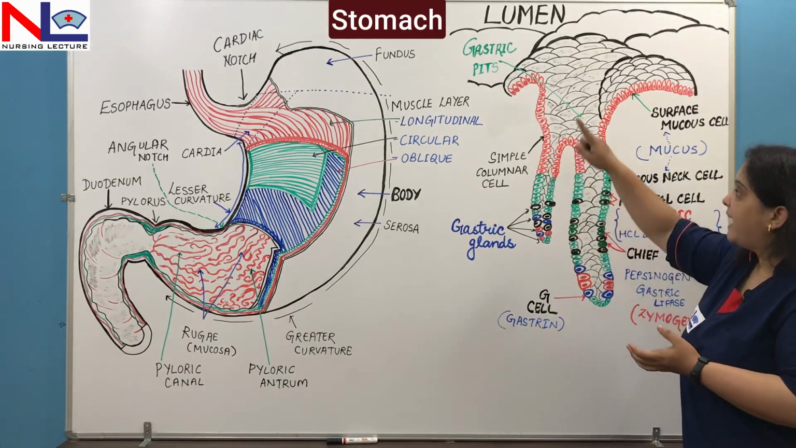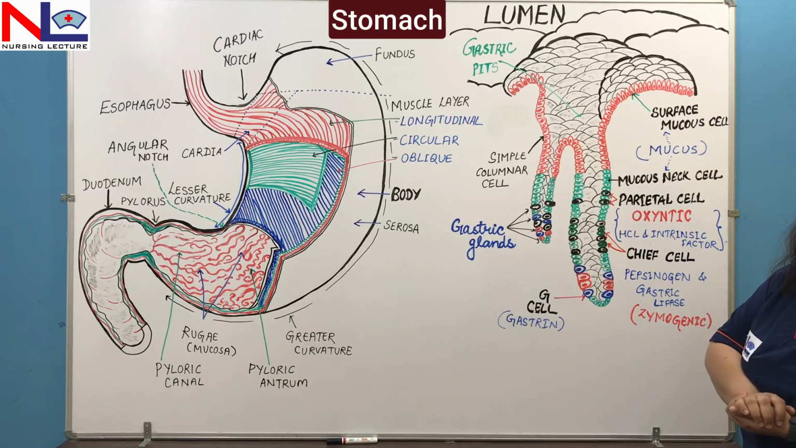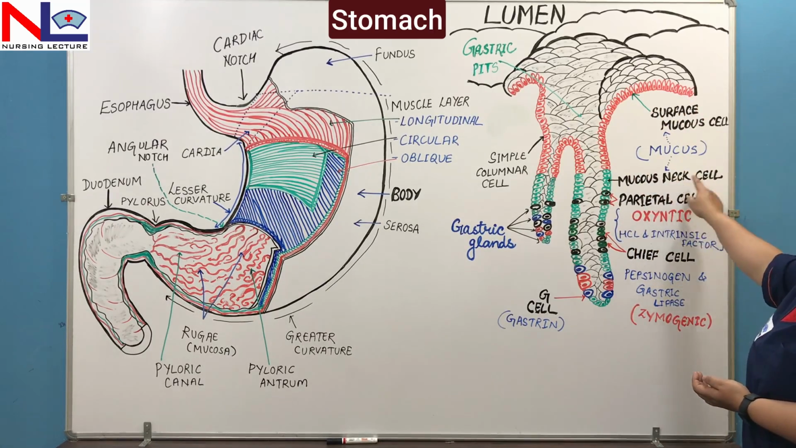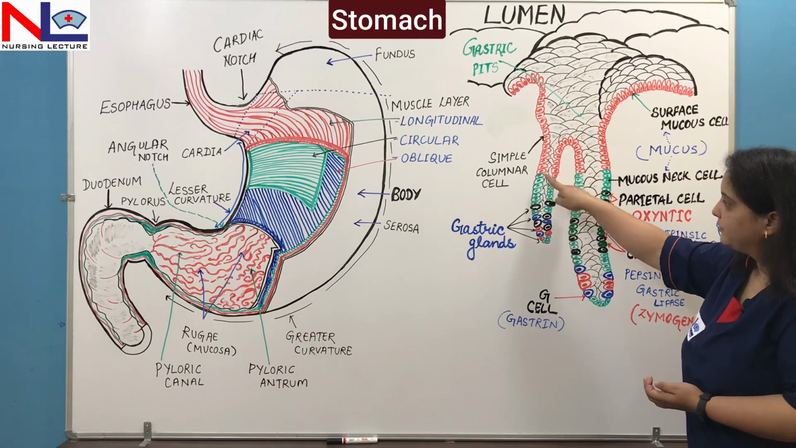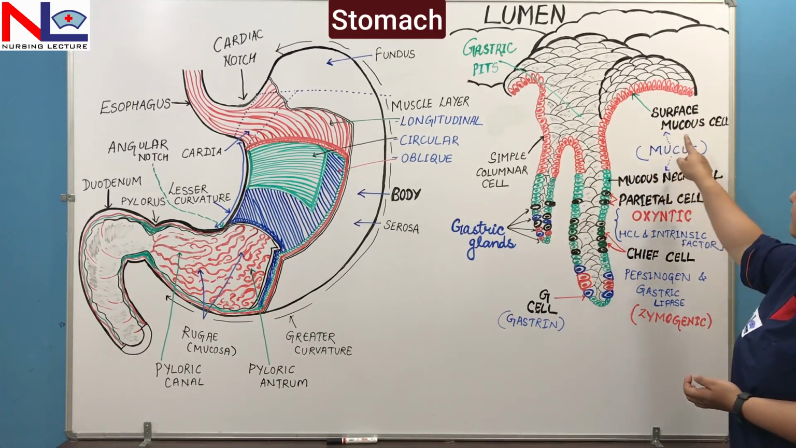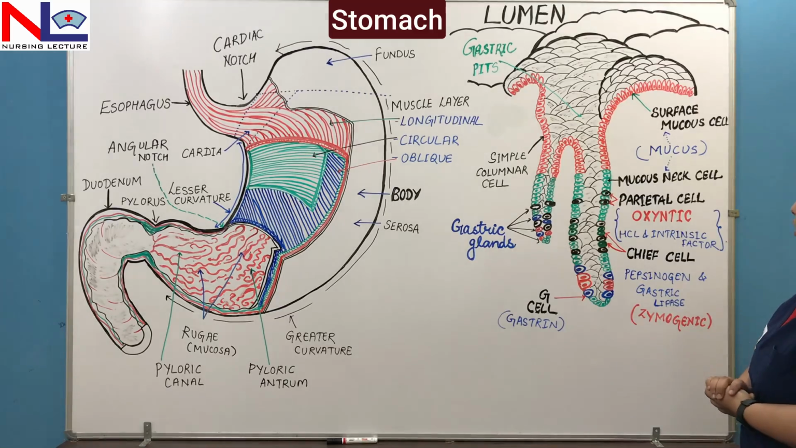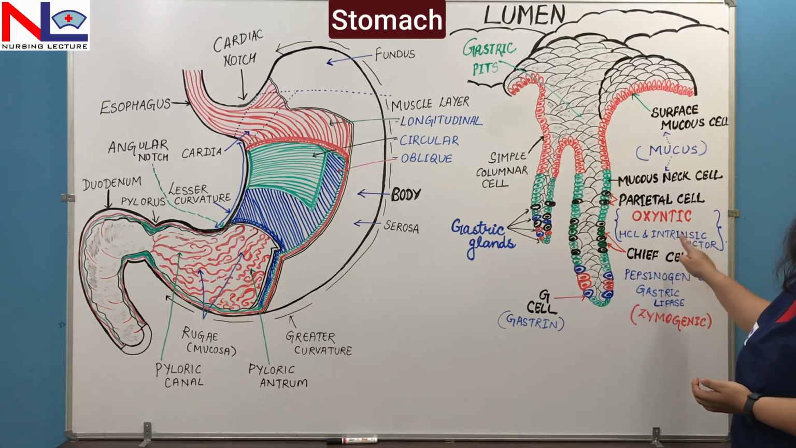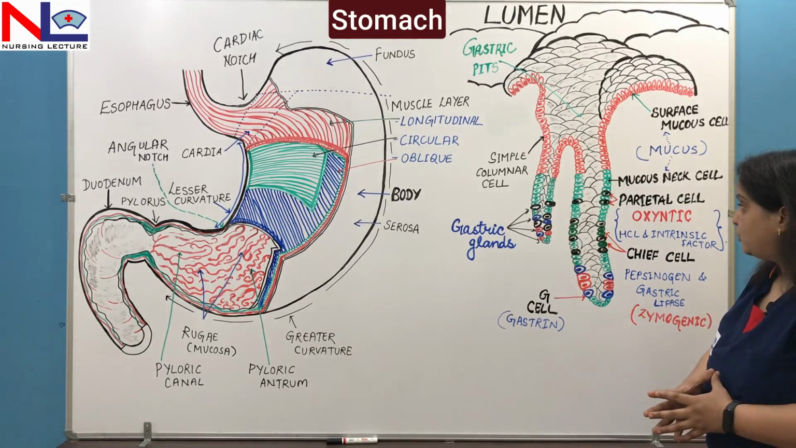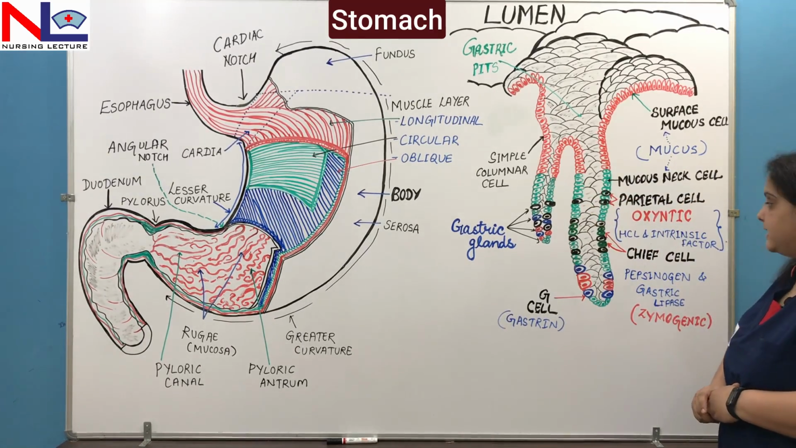The cells which line these pits are the surface mucus cells, the red line cells, and the mucous neck cells which I have drawn in green. Both types of cell, the mucous neck cells and surface mucus cells, release mucus. Next come the parietal cells or oxyntic cells, which release HCl and intrinsic factor. Intrinsic factor is very essential for the absorption of vitamin B12. The cells I have drawn in black are the parietal or oxyntic cells.